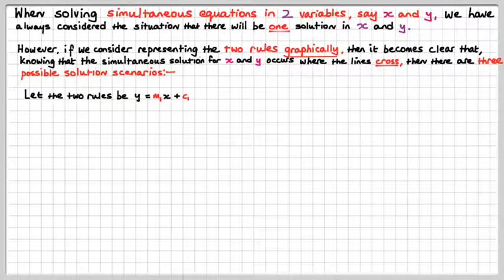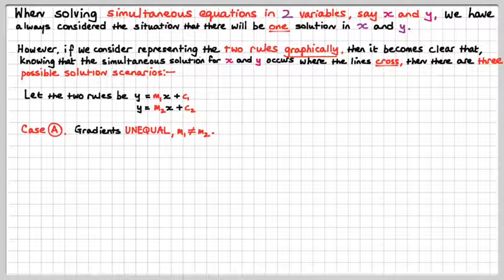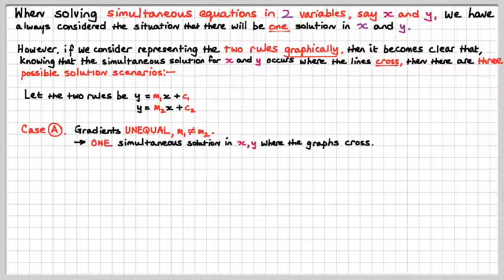So, let the two rules be y equals m1 x plus c1, that is the gradient is m1 of the first rule and the y-intercept of the first rule is c1, and then similarly y equals m2 x plus c2 for the second rule. Now, case A is where the gradients are unequal. If the gradients of two straight lines are unequal, they will definitely meet, and they will only meet at one point. There is one simultaneous solution in x and y where the graphs cross. That's the one that you've been used to doing and I've been used to showing you how to do.